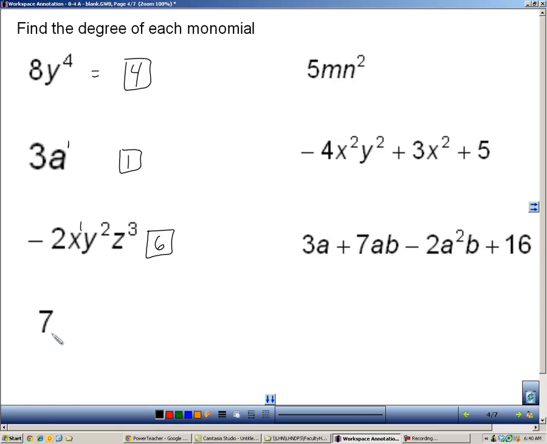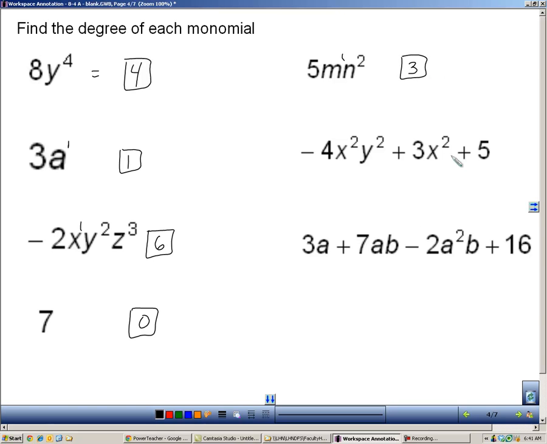Here there are no variables, and so if there was a variable here, like an x, it would actually be an x to the 0, because x to the 0 equals 1. So we would say the degree of this, since there are no exponents, is 0. 5mn squared, there's really a 1 here on the m, so we say the degree is 3.